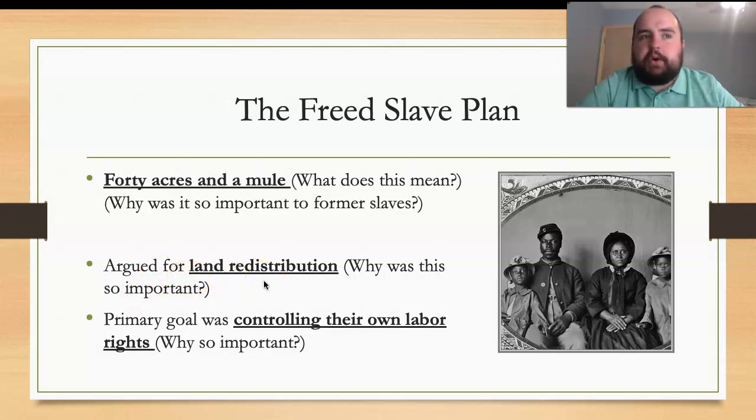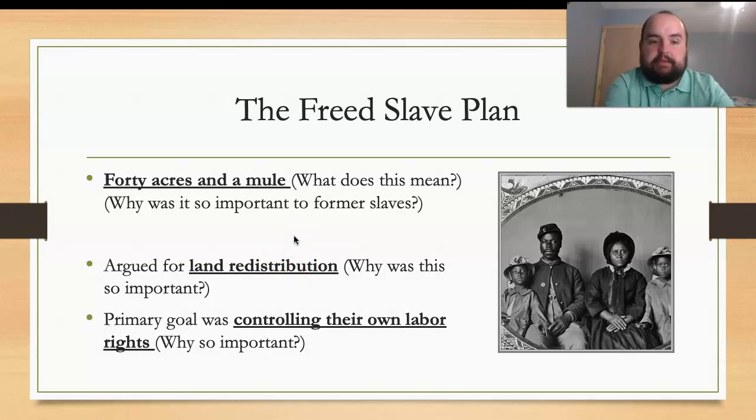First off, anyone know what land redistribution actually is? Land redistribution typically is where you take land from wealthy landowners or very wealthy people and redistribute it to the poorer classes. This again would be very important for former slaves because it gives them that economic independence. They can own their own land instead of having to work for someone else's land and give them all the profit.